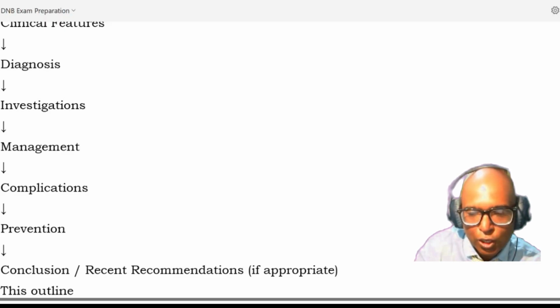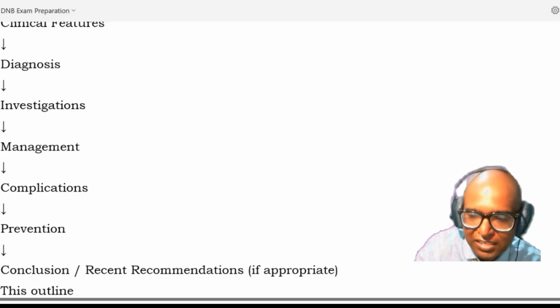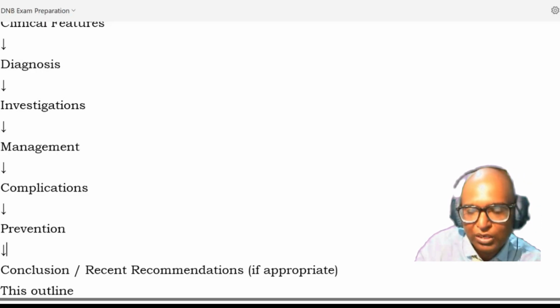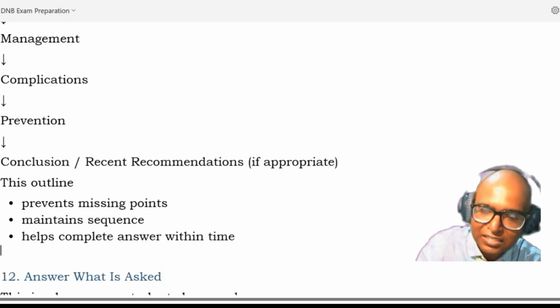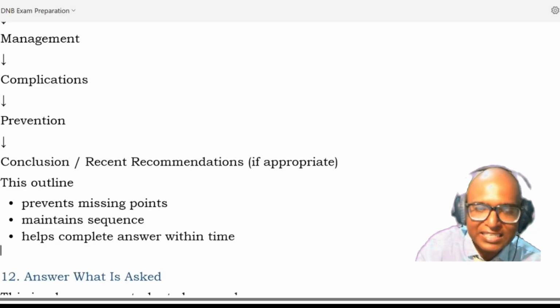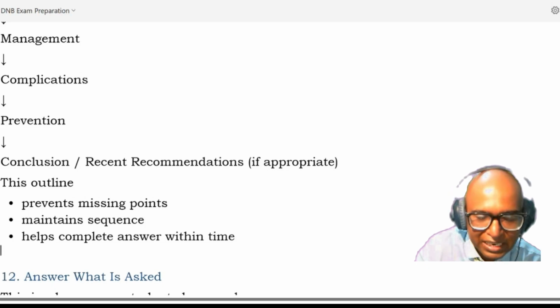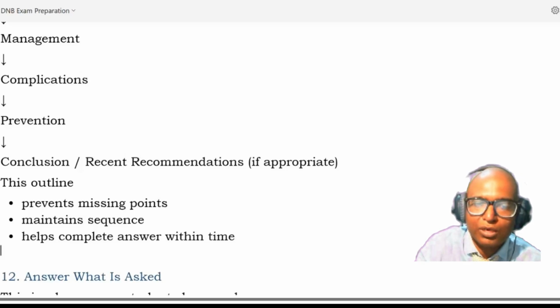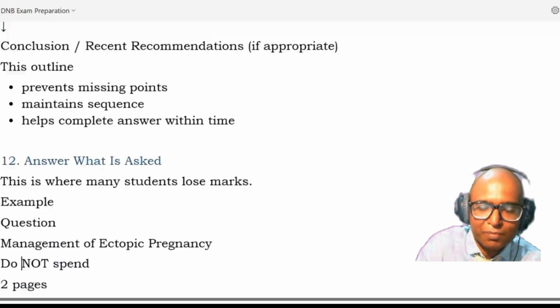If it is a short note, you need not write everything, but at least keywords, the key concepts, that you can note down in 2 or 3 lines. So the examiner knows that you know, and by any chance if you lag the time, if you miss something, at least certain concepts, the headings, are there in your outline. This outline will prevent missing any point. It will maintain the sequence. It will help to complete the answer within the time. So answer whatever has been asked.